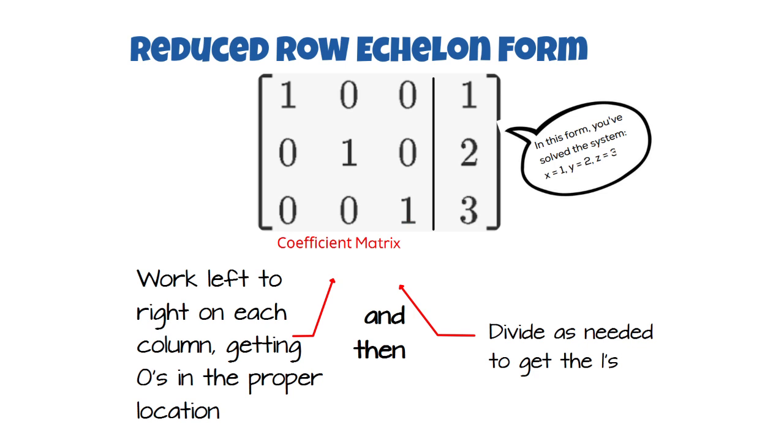Now, once you have your zeros, then you'll divide as you need to turn these into a 1. So if this happens to be a 5, well, I would just divide the whole row by 5. And that would turn that into a 1, and it would affect what the answer is there.